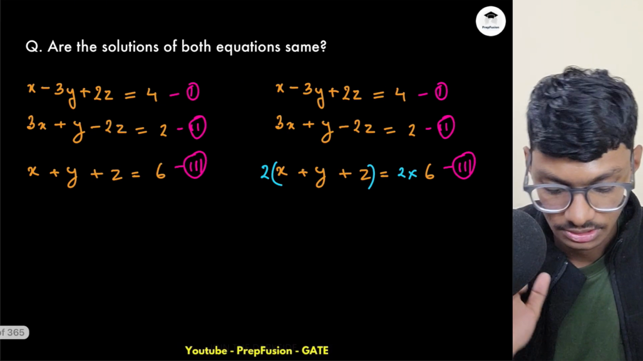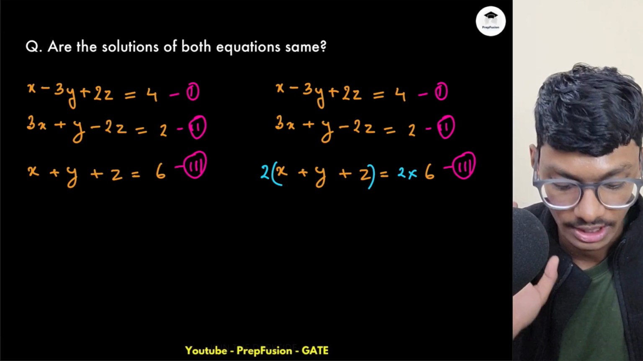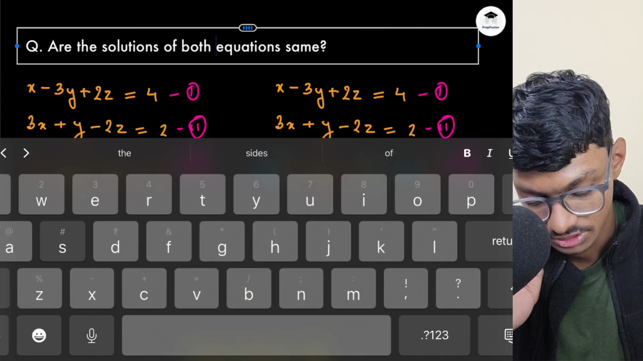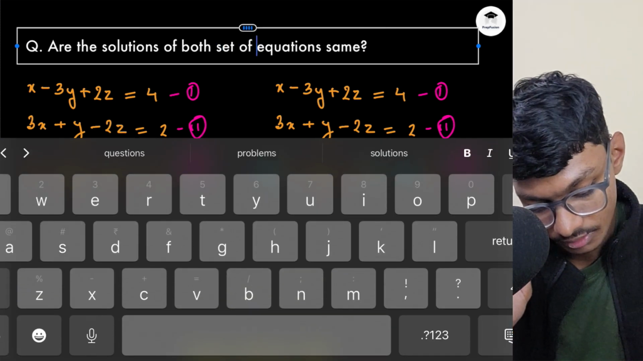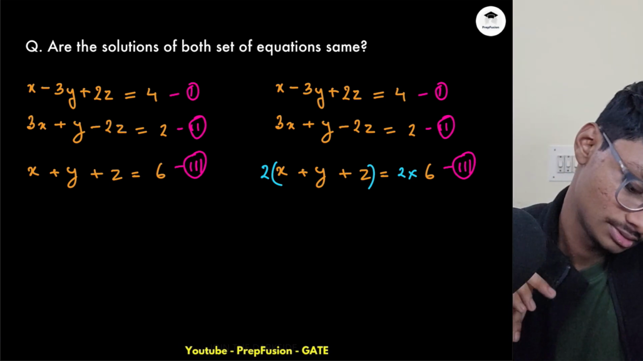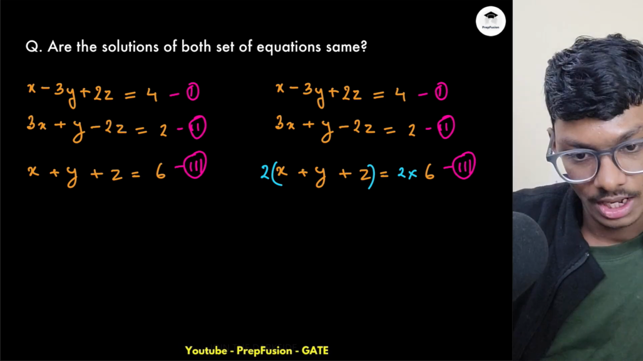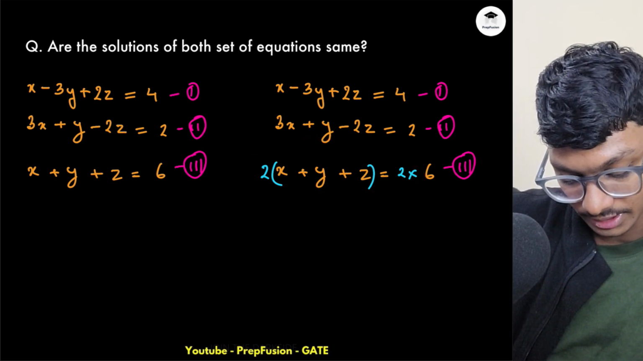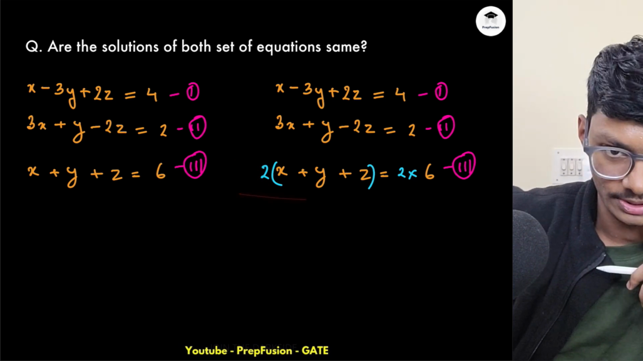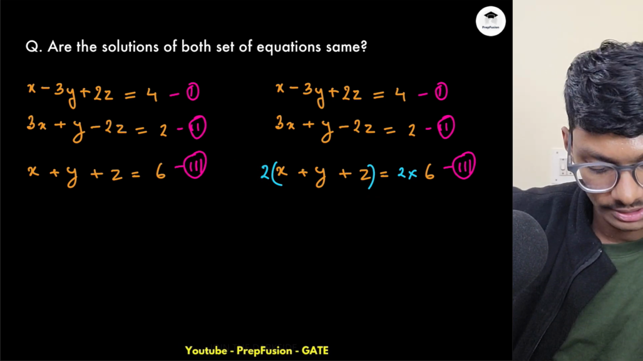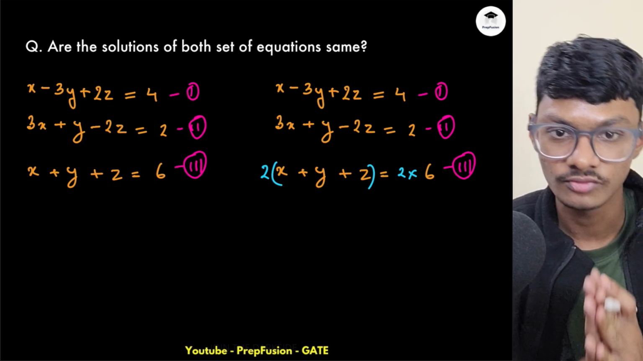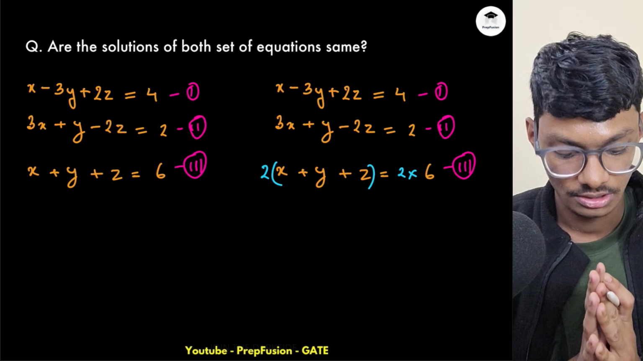Okay, next, again the same question: are the solutions of these two sets of equations the same? So basically, we can observe that we are just multiplying this third equation by 2. We're multiplying 2 overall on the left-hand side and the right-hand side. Will it change the values of x, y, and z? No, right?